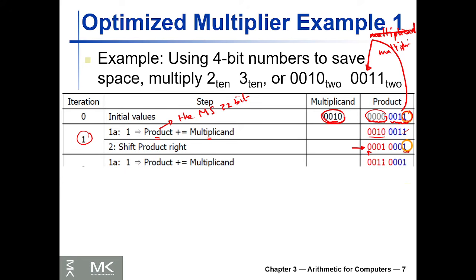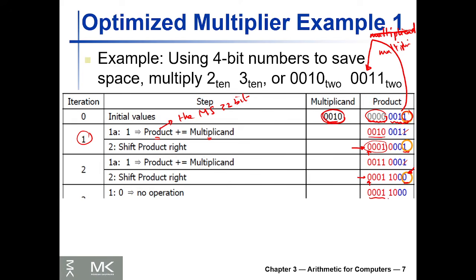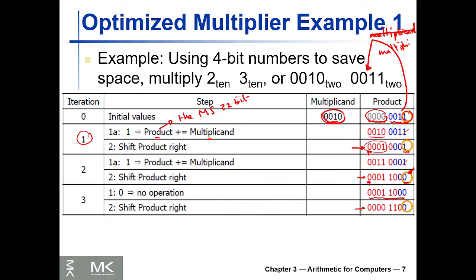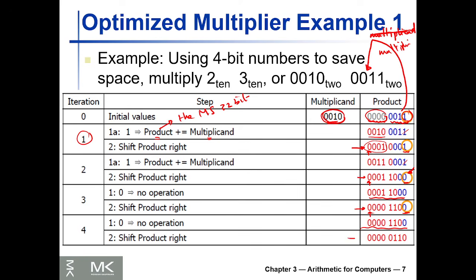Second iteration: we check the least significant bit, it's 1, so we do the addition. Again, we add this to that, which gives us 1 1 0 0. Then we shift right the product and add 0, so this one disappears. Now we have 0 in the least significant bit, so there is no addition and no change. Then we shift right again and add 0. The fourth iteration, the last one, again we have 0, so there is no addition, and we shift right. Again we have 6.